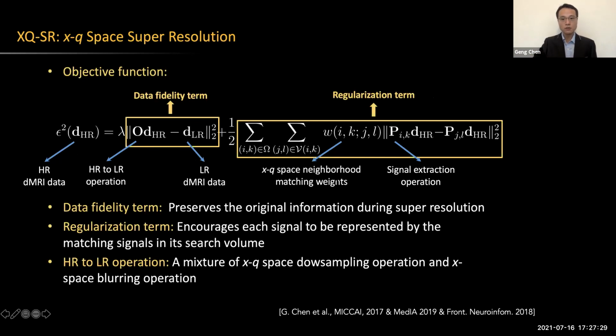W_ikGL is the XQ space neighborhood matching weight. We obtained it using the graph framelet matching, the work we described in the last section. P is an operation to extract a diffusion signal from the high resolution data. Here, the data fidelity term is used to preserve the original information during the super-resolution, and the regularization term encourages each signal to be represented as a matching signal in its search volume. The HR to LR operation is a mixture of Q space downsampling operation and X space blurring operation.